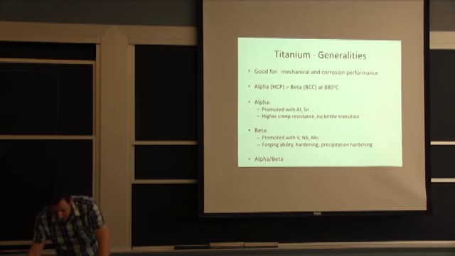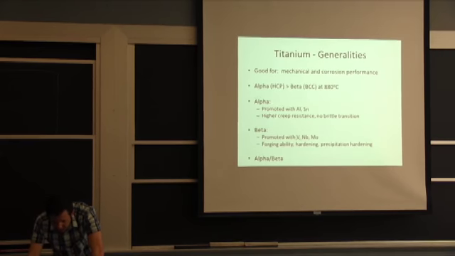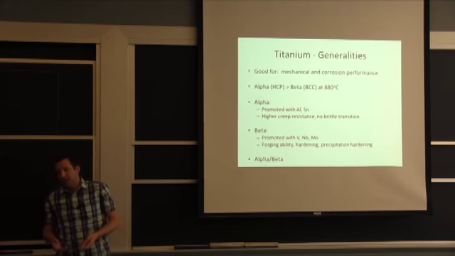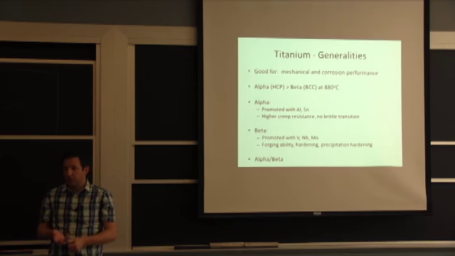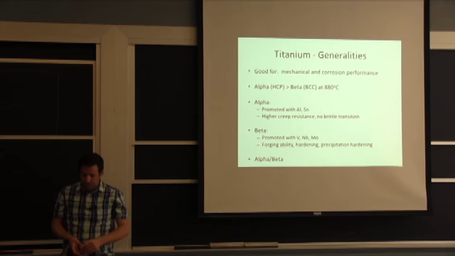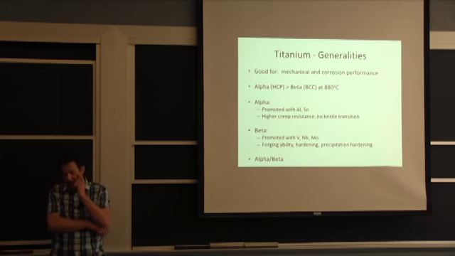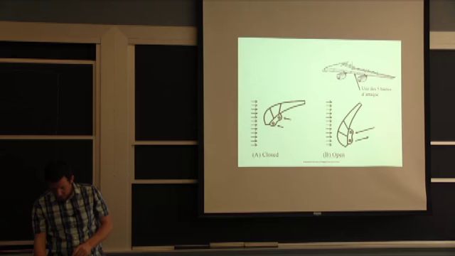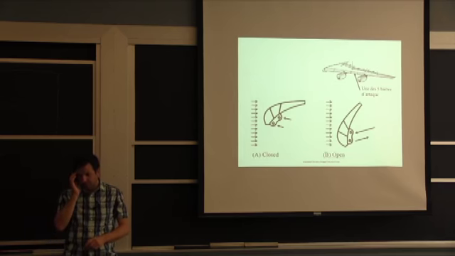The beta alloys, you just use different alloying elements. So we have vanadium, niobium, molybdenum. These are better for strain hardening, forging, and precipitation hardening. So you can use titanium for a combination of wear and corrosion resistance in a pump, for example. So in that case, you'd definitely be looking at a beta alloy. Now, the most common titanium alloy is actually a combination of the two, so it's a dual phase structure. The titanium 6-4, it's got both vanadium and aluminum in it. It's promoting both phases.